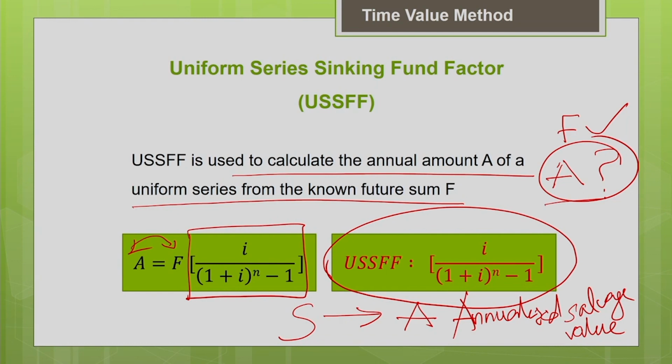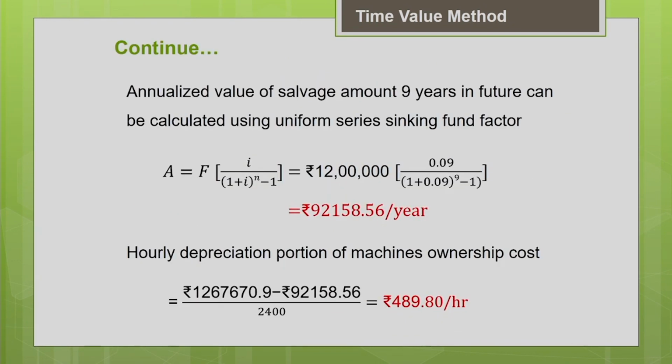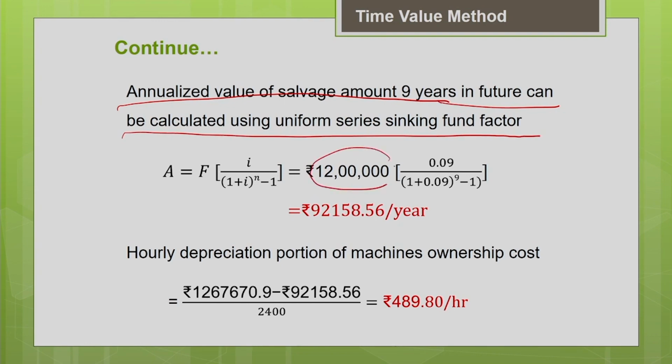Let us see how it is applied. Now the annualized value of the salvage amount 9 years in the future can be calculated using the uniform series sinking fund factor as below. A equals F, where F is the future salvage value, 12 lakh. You know the interest rate, you know the N. So this is your uniform series sinking fund factor. You can multiply the sinking fund factor with the salvage value, and you will get the annualized salvage value.